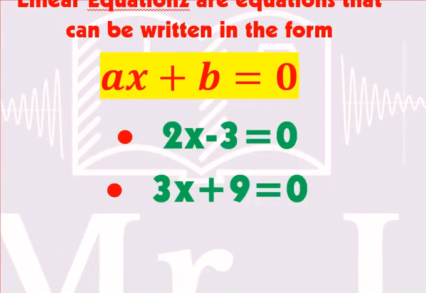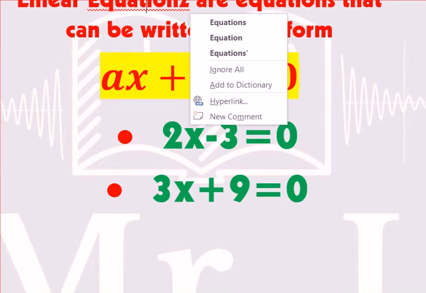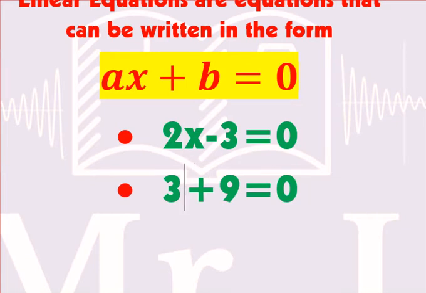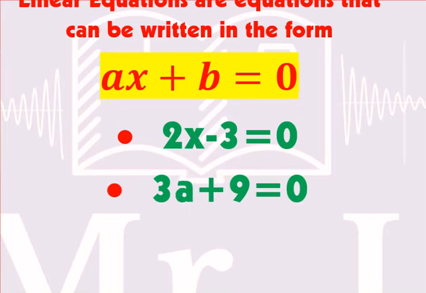And so as particular examples, as you see here, 2x minus 3 is a linear equation in which a is equal to 2 and b is equal to negative 3, and as you see x is the unknown part. Also, for example, 3a plus 9 is also a linear equation. Why? Because 3 is playing the role of a, b is equal to 9, and a is the unknown part. As you see, a is playing the role of x.